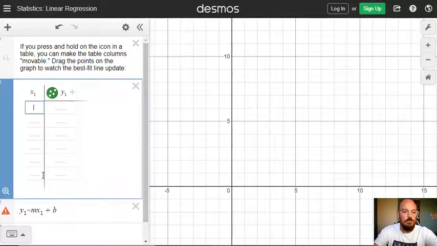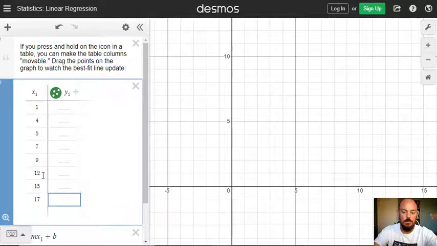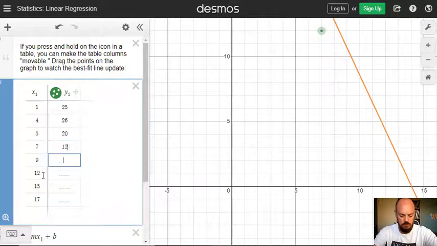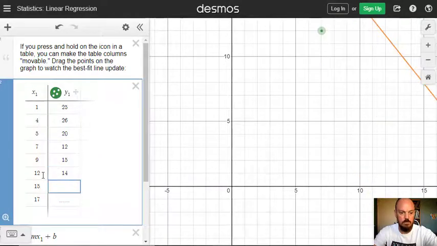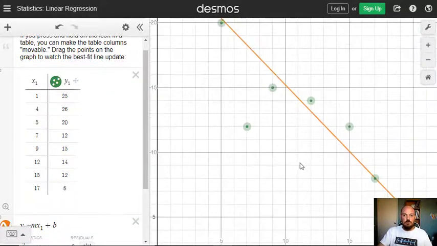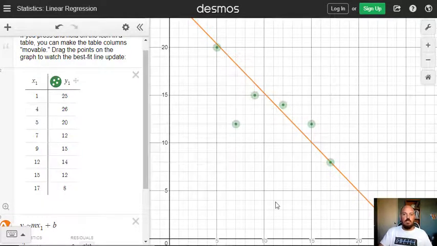Okay, so I told you I wrote down all of our points. I'm going to do all the X values first. So it was 1, 4, 5, 7, 9, 12, 15, and 17. And then for the Y values, it was 25, 26, 20, 12, 15, 14, 12 again, and 8. All right, so we have our linear regression. If you kind of zoom out and make it fit, that's what our points look like. And that's also the best fit line. They drew it for us.